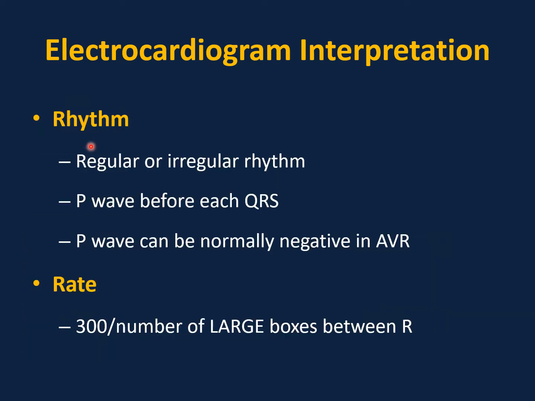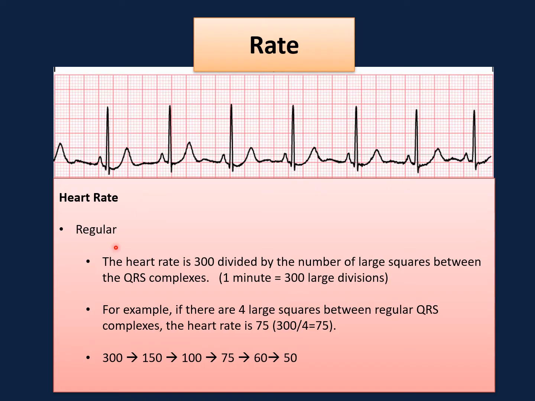So step number 1 is to look at the rhythm. If it's regular or irregular, make sure that each QRS is preceded by a P wave. P wave can be normally negative in AVR. For the rate, if the rhythm is regular, you can count the heart rate by dividing 300 by the number of large squares between the R's. So we have 1, 2, 3, 4.